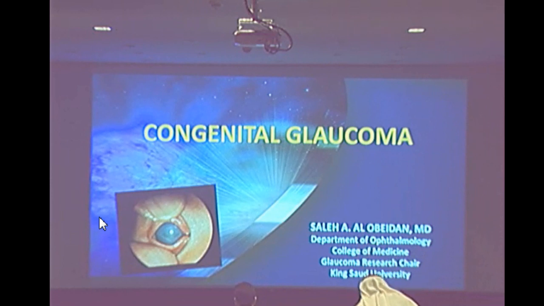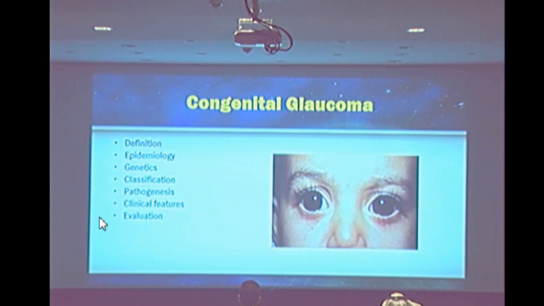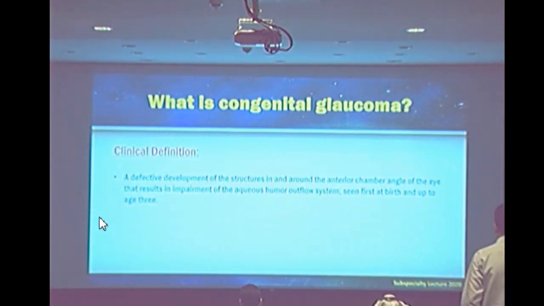You know, congenital glaucoma, if you look at it worldwide, it's a rare disease. But in certain nations, it really represents a public health problem, especially in certain nations like ours here, in Arab countries, in India, and so on. So what we will do today is to go briefly over the definition, epidemiology, a little bit on genetics, classification, and then we'll spend most of the time on how we evaluate a case or a patient with congenital glaucoma, clinical features, evaluation, management, prognosis, and then we'll give a summary for that.